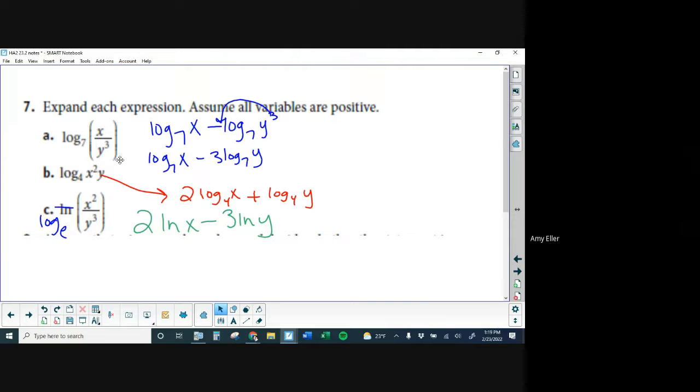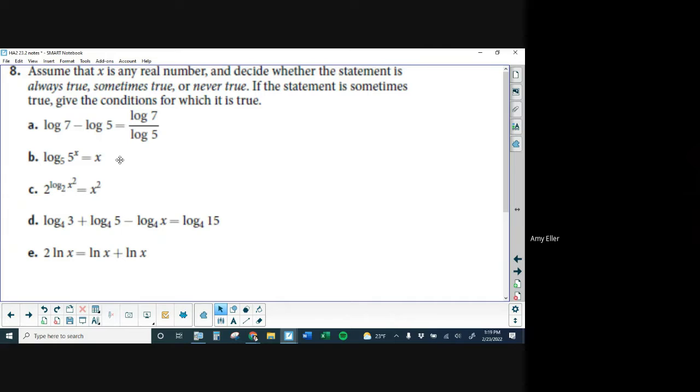I can do it. Number 8. Assume that x is any real number and decide whether the statement is always true, sometimes true, or never true. If the statement is sometimes true, give the condition for which it is true.